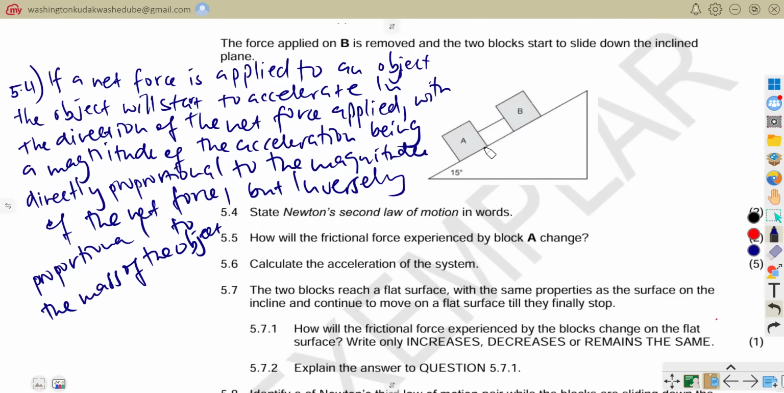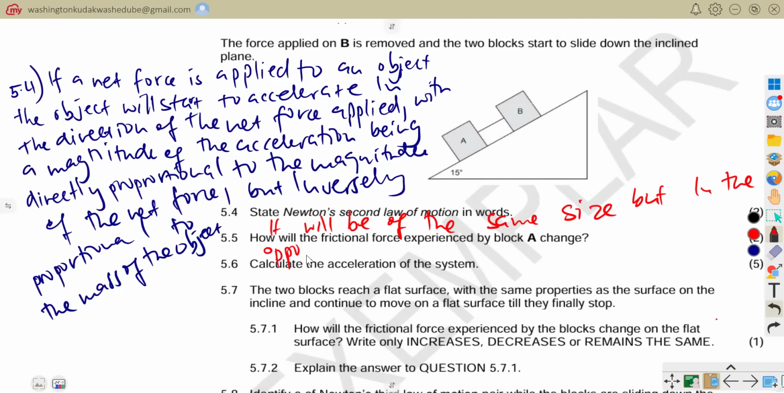So the frictional force is actually going to remain the same. It will be of the same size. But now the frictional force is acting in the opposite direction than it was acting before. That is what is going to happen. So we are going to say that it will be of the same size but in the opposite direction.